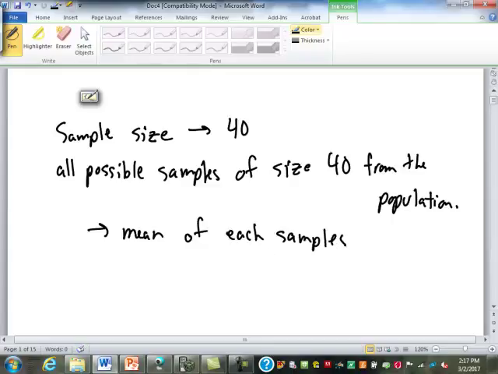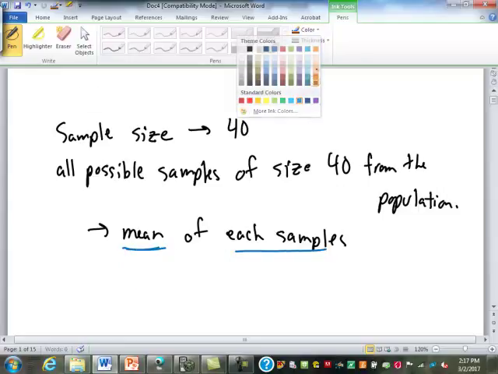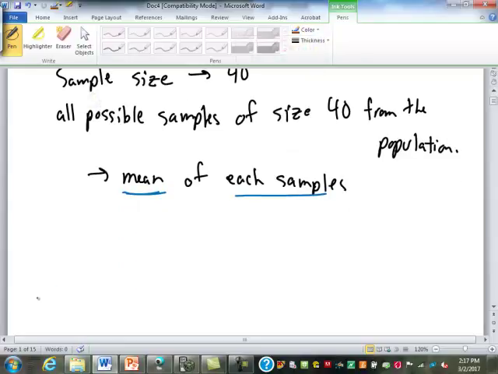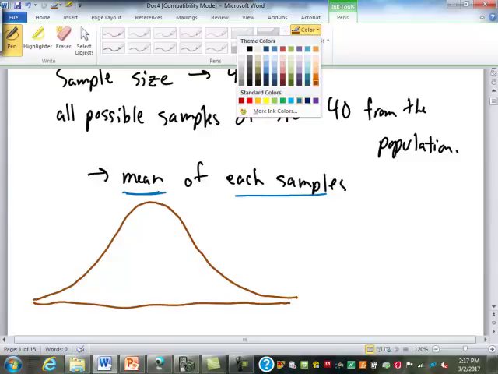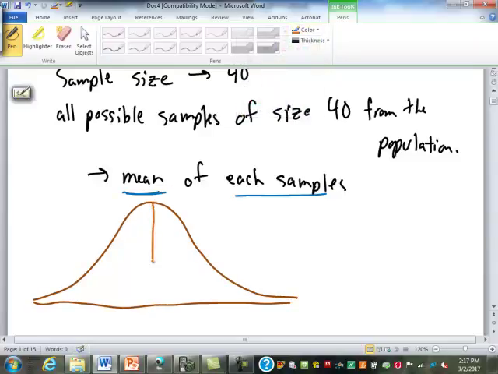And what the sampling distribution is, and sometimes it's called the sampling distribution of the sample means, is looking at those means of each of those samples, and it is plotting that curve. So let's say the individual values in the population fall on a bell curve like this, normally distributed. It has the mean for the individual values somewhere in the middle, and of course there's a standard deviation.